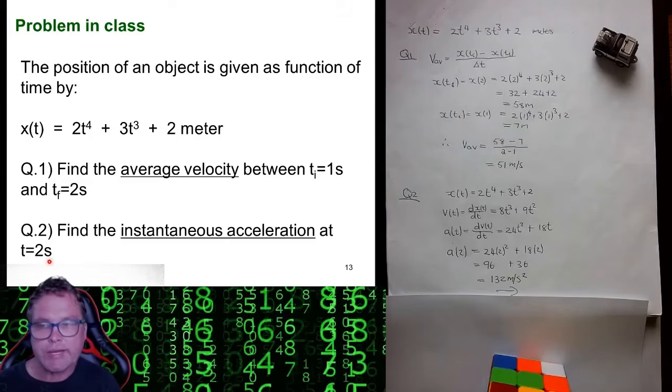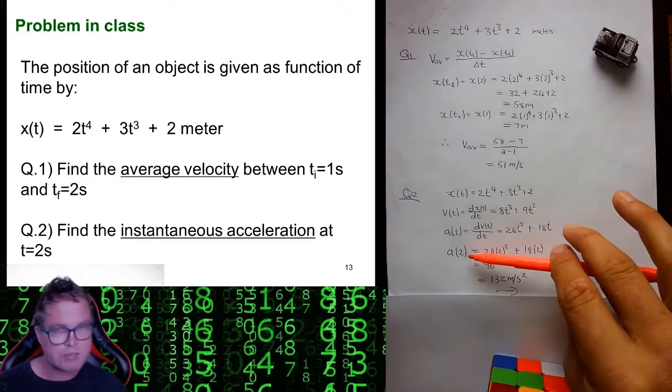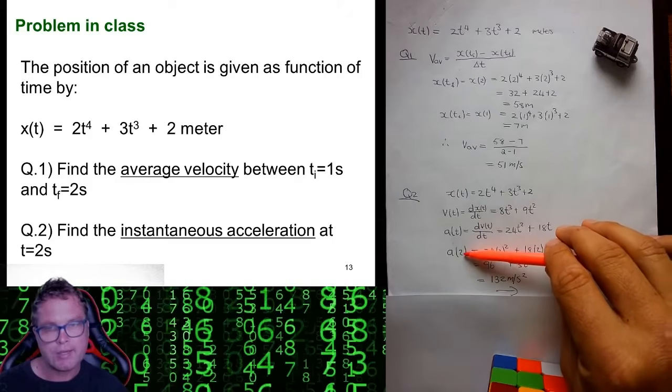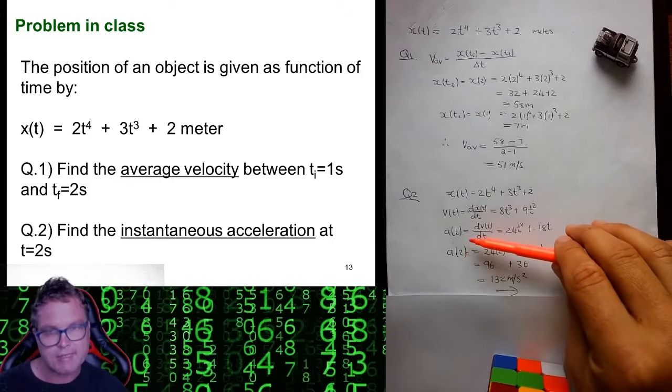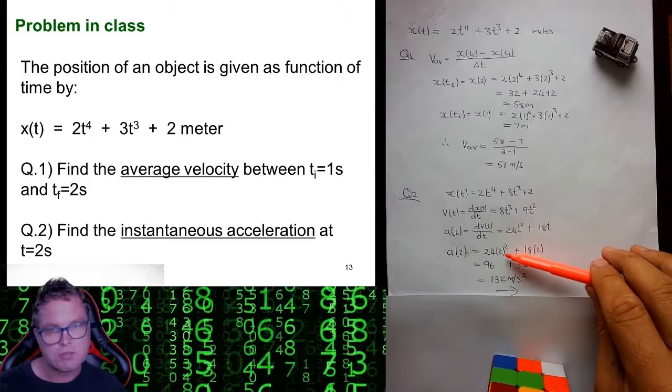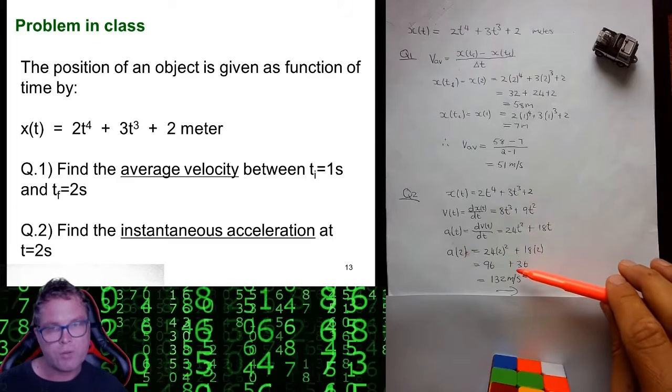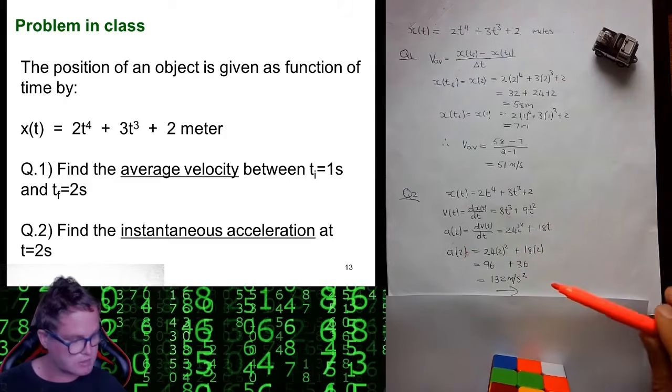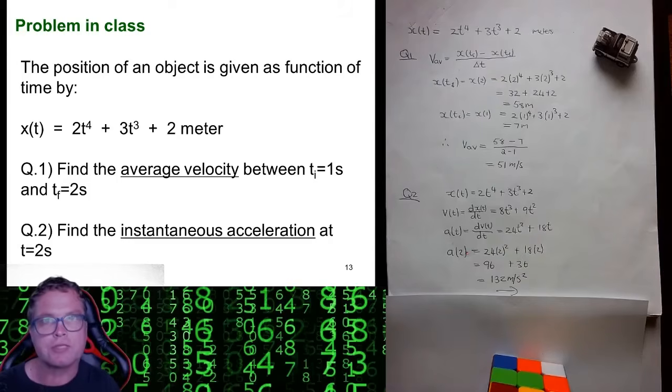But in the question we asked what is the instantaneous acceleration at t equals 2 seconds. So this means that we need to go one step further, and we need to substitute t equals 2 into the expression. Wherever we see a t, we need to write a 2, and then we can calculate the final answer to be 132 meters per second squared.